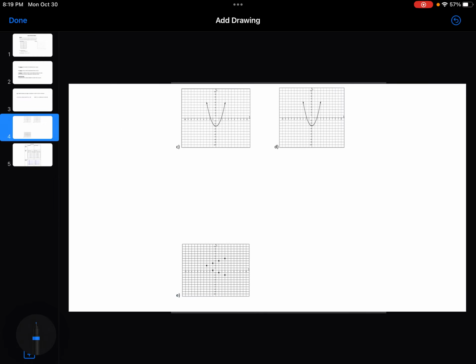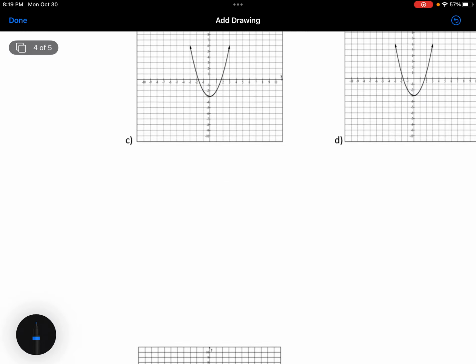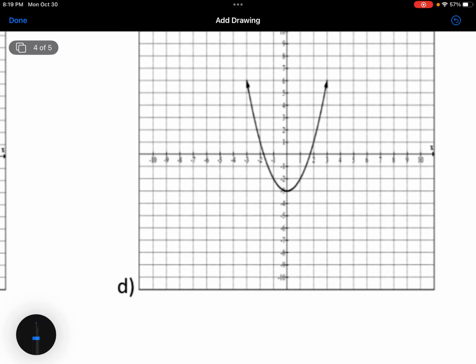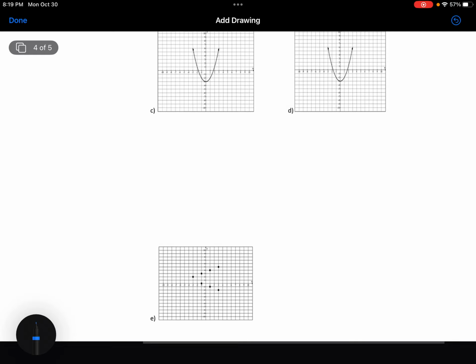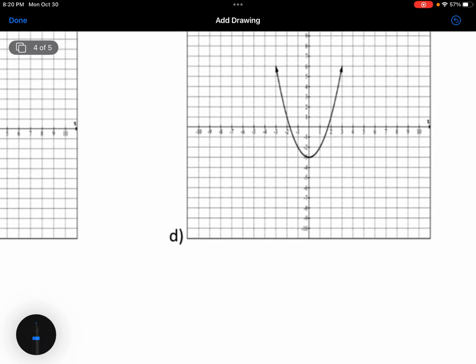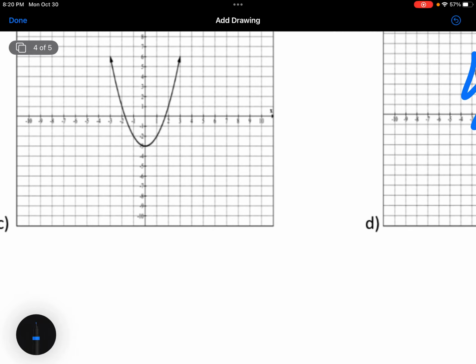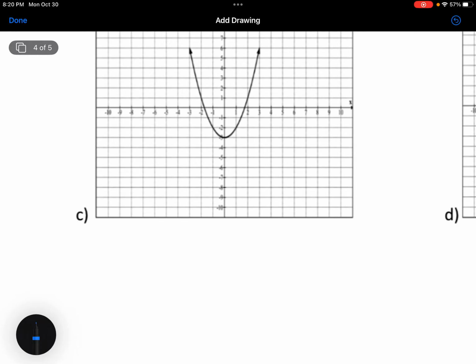All right, if we were to look at these, these two graphs are the exact same. So what I'm going to do for the second one is I'm just going to scratch it out because it's literally the exact same as this one. So if we were looking at this, we're going to do what's called interval notation for our domain and range.